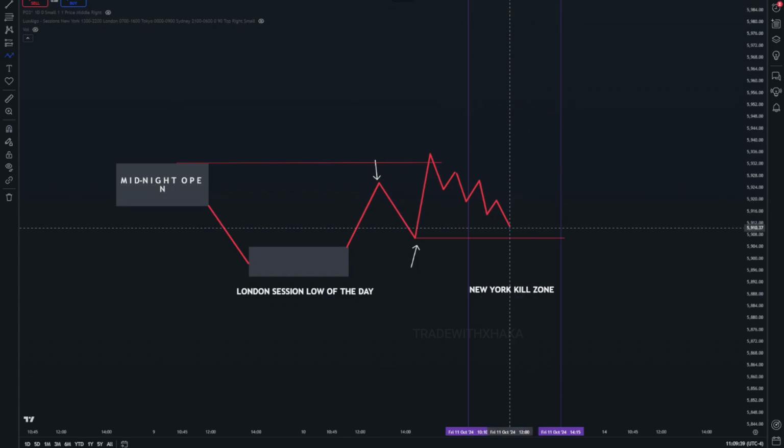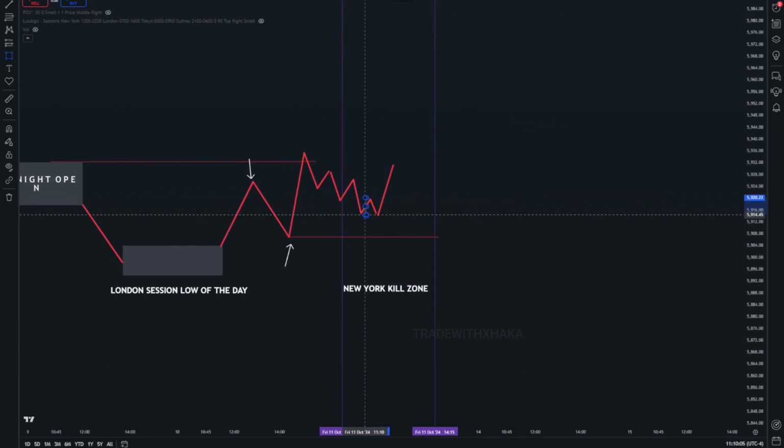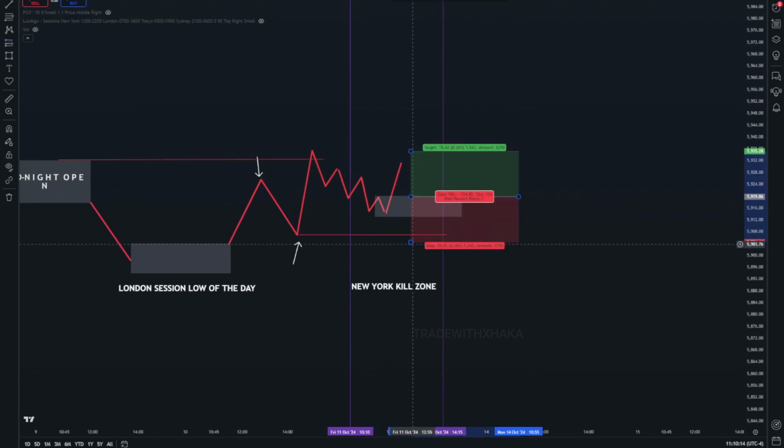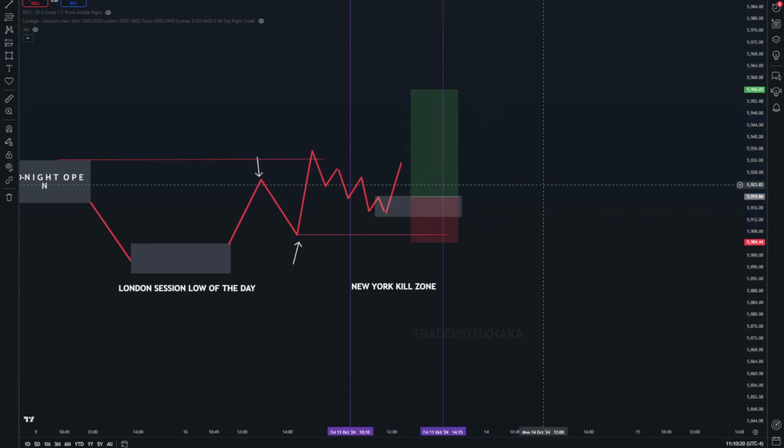So swing failure is when you have a double sweep pattern. The market failed to take this low again and pushed out. You get involved at this high. This is where you get involved, then target your 1:2. Your stop loss will be somewhere around this recent London low, and you target your 1:2.